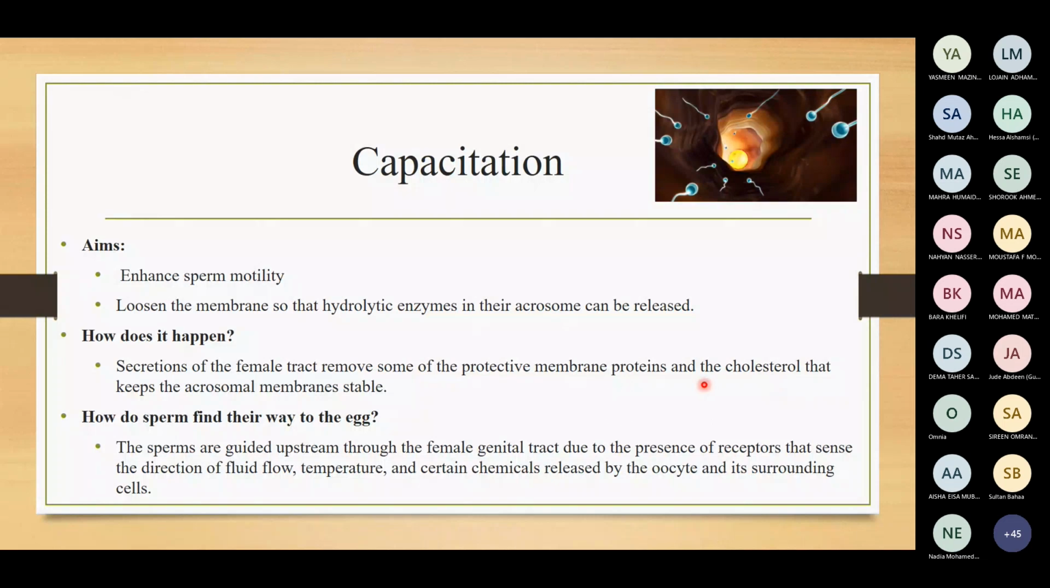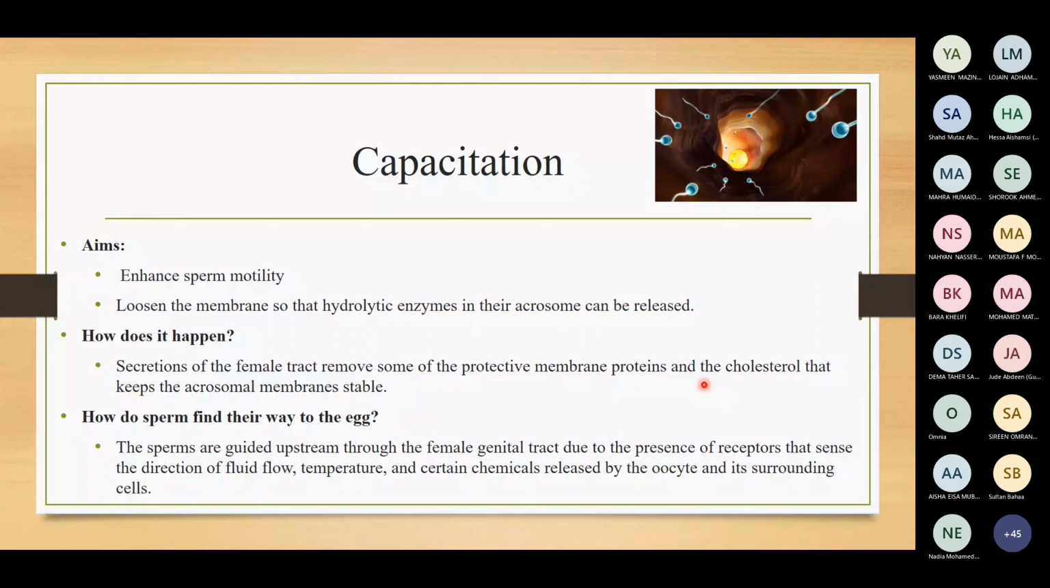Can I ask a question? Can you hear me? If whoever has a question, go ahead. So are the enzymes, aren't they in the sperm itself?